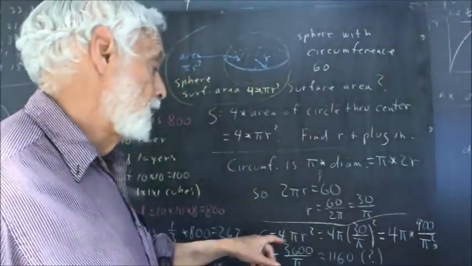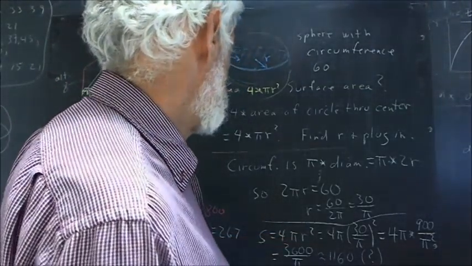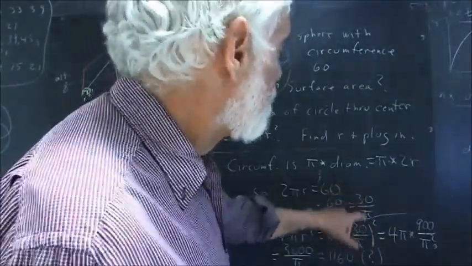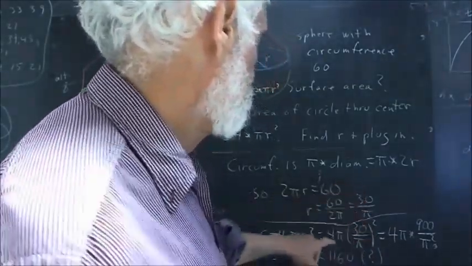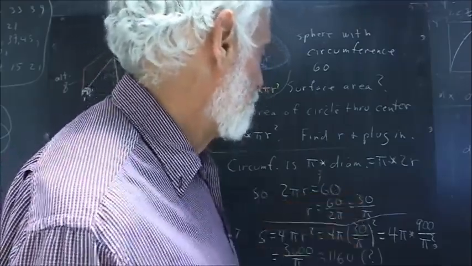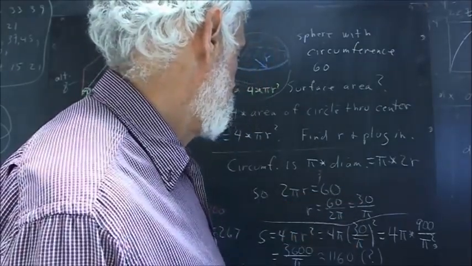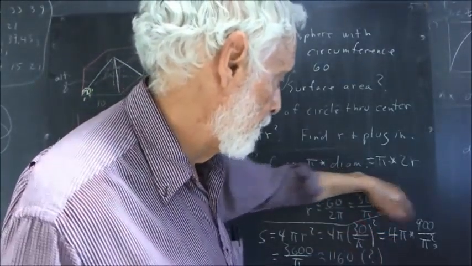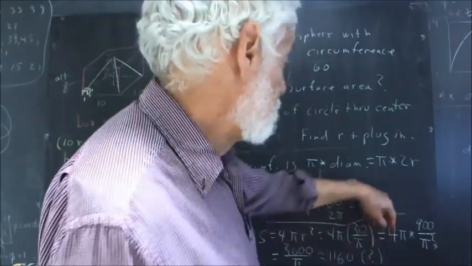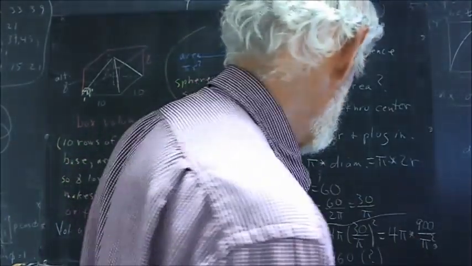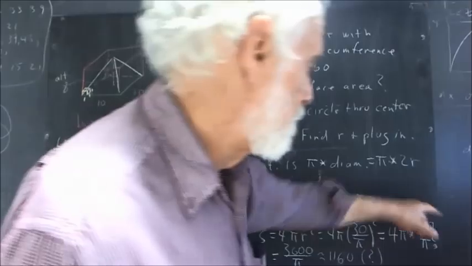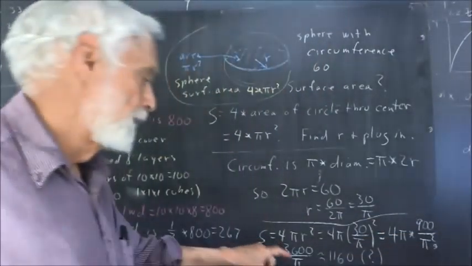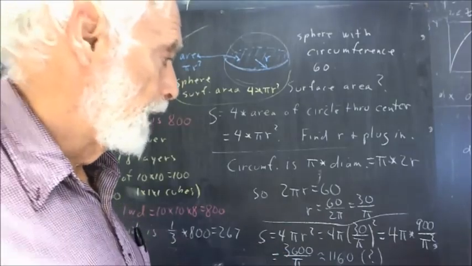And then the surface area is 4 pi r squared. That's 4 pi times the square of 30 over pi, a number that you might well have already calculated, so you can just take 4 times pi times the square of that number. Now, doing the algebra, that becomes 4 pi times 30 squared is 900, pi squared is pi squared, so we get 4 pi times 900 over pi squared, and 4 times 900 is 3600. Pi divided by pi squared is reciprocal pi, pi in the denominator.